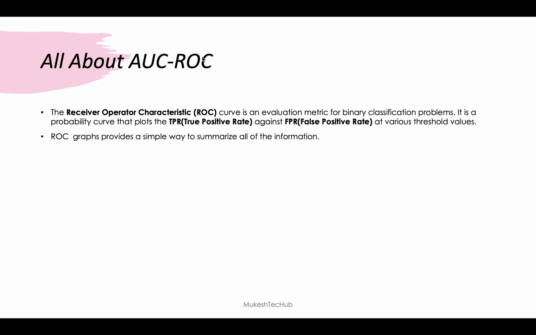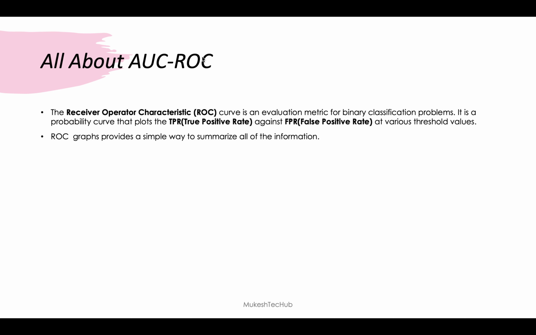So the ROC graph provides a simple way to summarize all of the information. What does that mean here? It is all the information carried by the confusion matrix. The confusion matrix shows in which direction a classification model is getting confused, with parameters like true positive, true negative, false positive and false negative. I have already created one video on that. You can go and check it, where I explained many metrics like precision, recall, sensitivity, specificity and F1 score. Go and watch that video so you will get a better understanding.